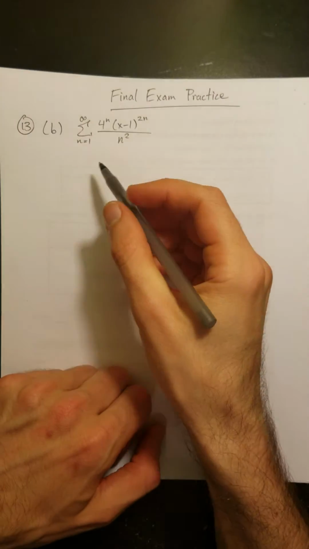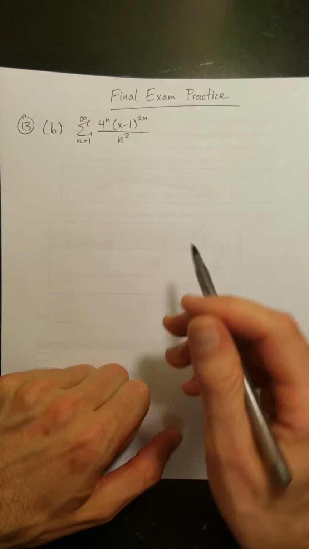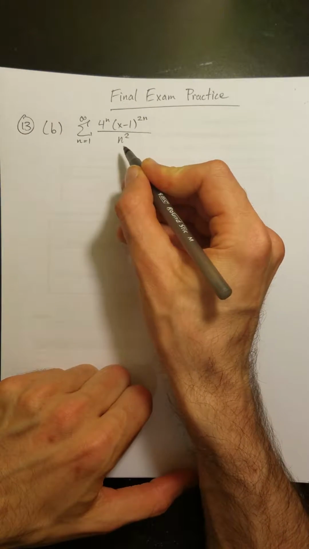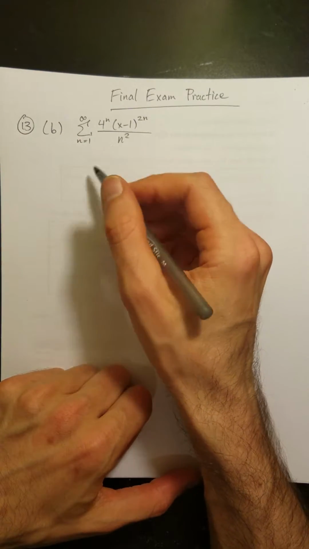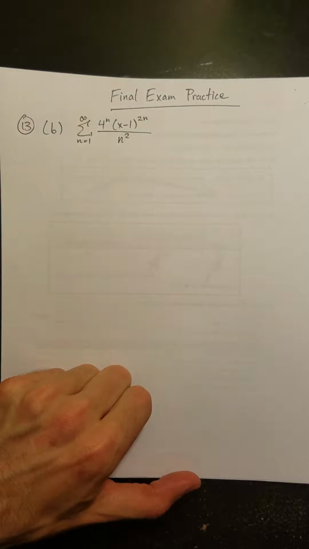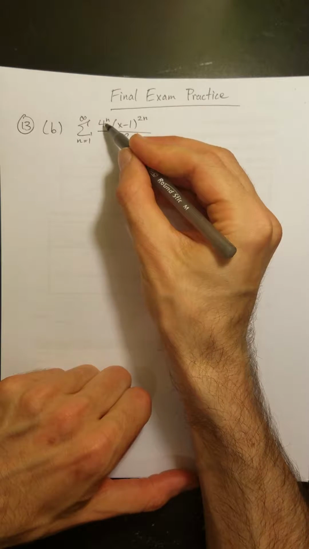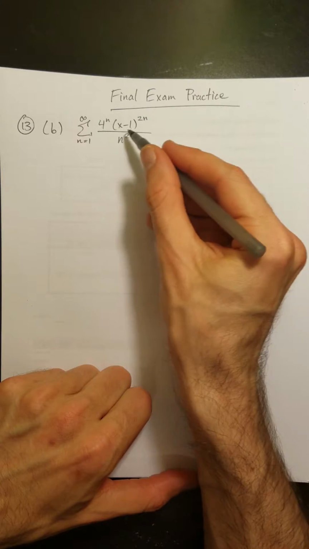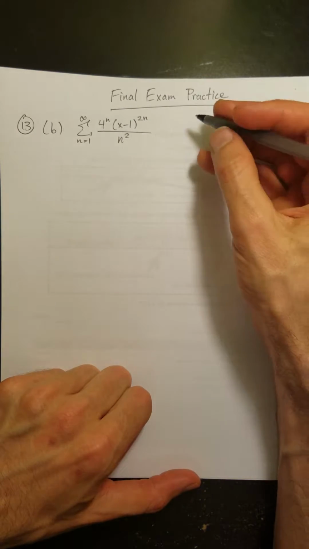Problem 13, part B, final exam practice. We want to find the radius and interval of convergence for this power series. So starting at n equals 1, going to infinity, terms look like 4 to the power n, x minus 1 to the power 2n, divided by n squared.